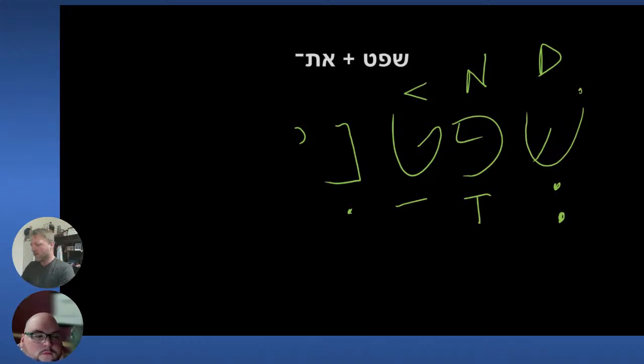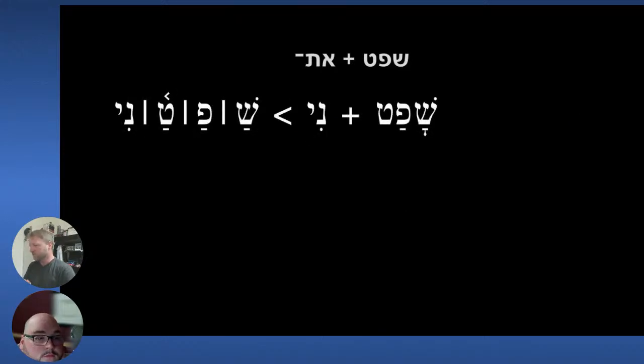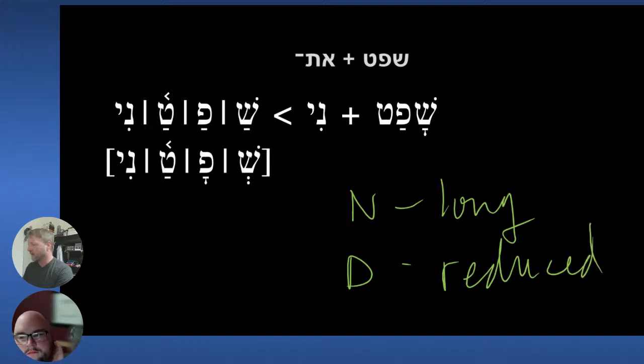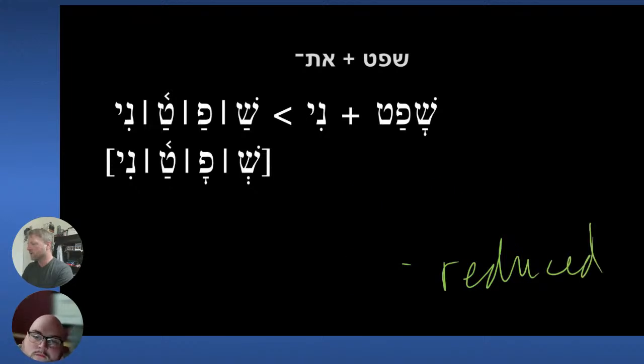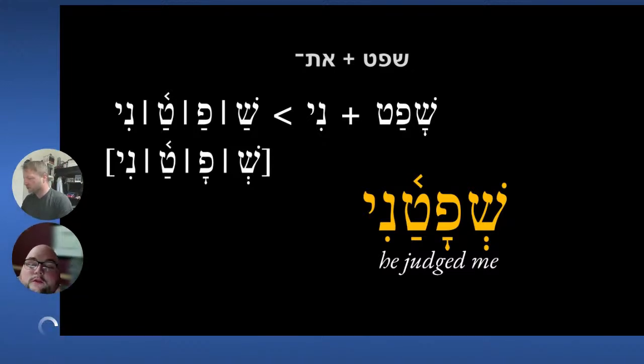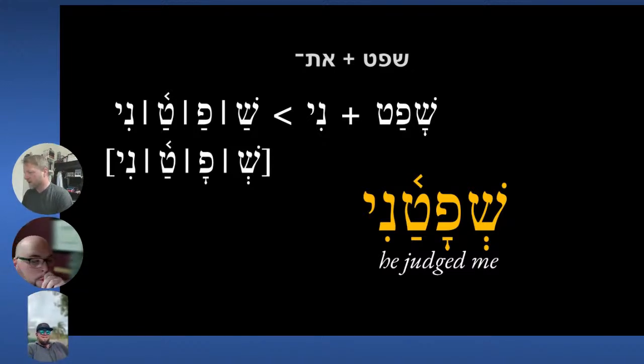All right, so with that in mind, let's look at the entire table. Well, I guess I didn't do that yet. So shafat plus ni, shafatani, and then with our near-long and distant-reduced rules that we've used many times, the near becomes long and the distant reduces, and we get shvatani, which means "he judged me." You can't judge me. Yeah, we could say Shvatani Adonai, which means "God has judged me."